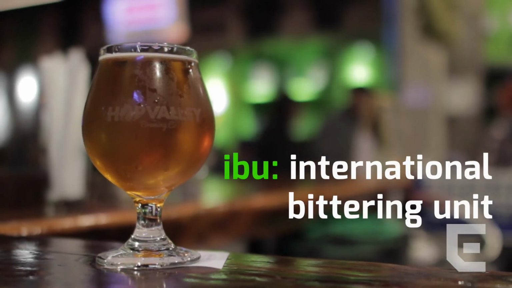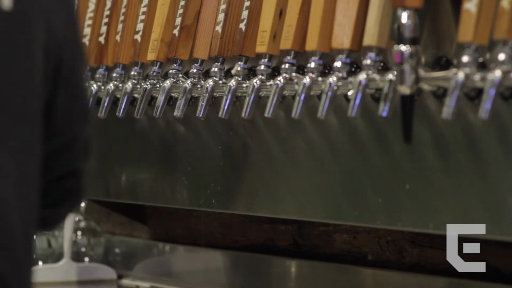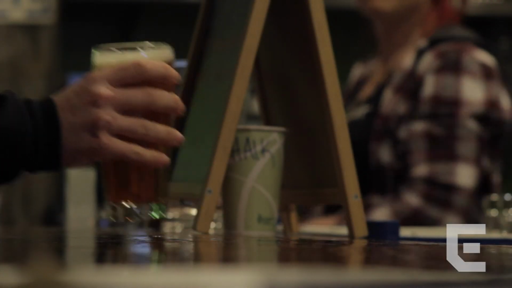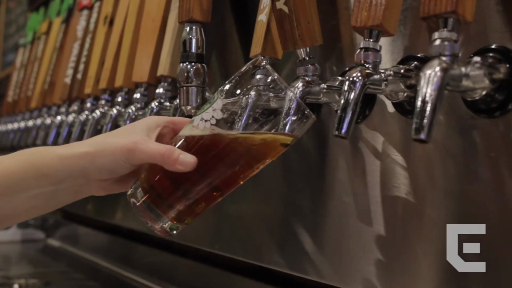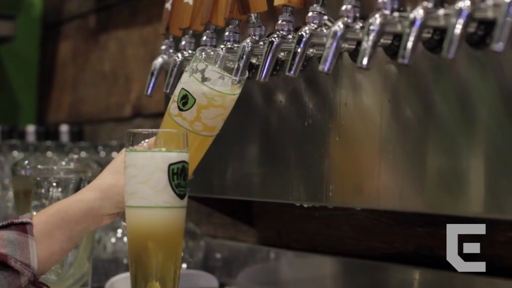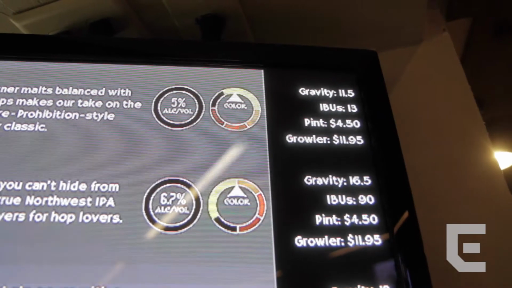IBU, that's International Bittering Unit. That's going to tell the reader or the drinker how bitter the beer is. So an IPA will usually be 70 plus IBUs. An American lager would be like 5 or 10. So again, this is just to kind of educate the consumer as to what they're drinking.